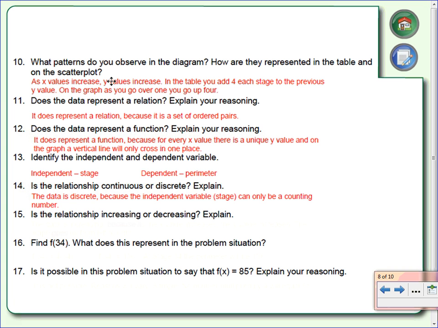And you'll notice it's very important here, we cannot connect these dots because we are talking about stages here. There is no such thing as 2.5 stages. There is no such thing as 4.5 stages.